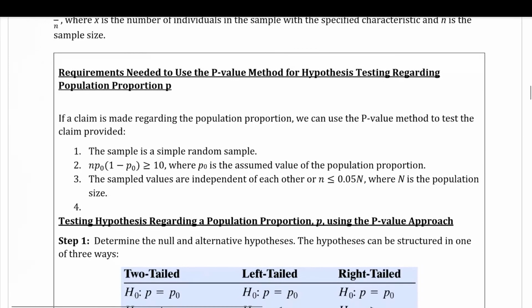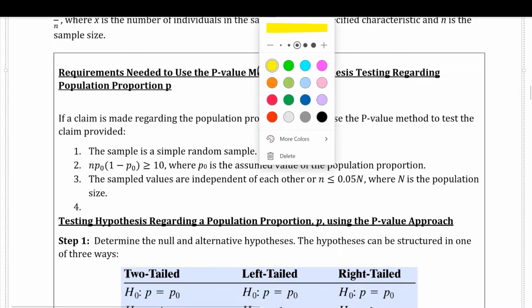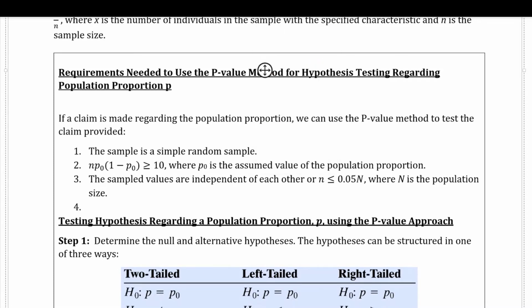For a proportion, that is that we take the sample using simple random sampling. Also, this condition comes up again, that n p times 1 minus p is greater than or equal to 10. There's little 0 subscripts there. I'll explain what that means in just a second. That really just means that the proportion is coming from the null hypothesis. Okay. And then the sample values are independent of each other.